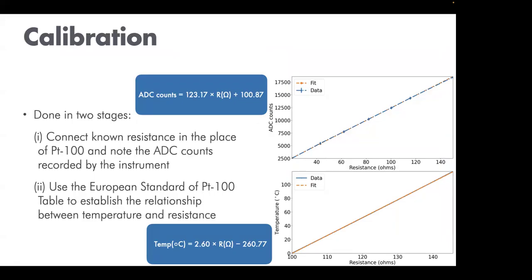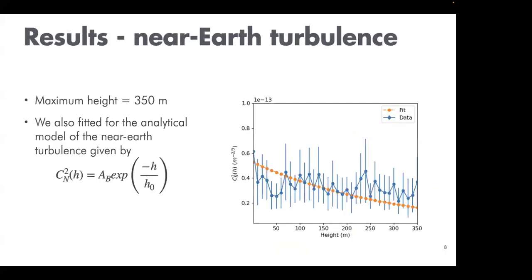So the calibration: the PT100 sensor changes its resistance based on the temperature that it senses. What we get from the electronics is just ADC counts. So we first connected known resistances in place of the PT100 so that we could go from counts to resistance. And then the PT100 has a standard relationship to go from resistance to temperature. So that was the calibration for the instrument.